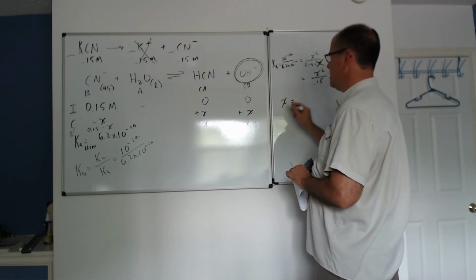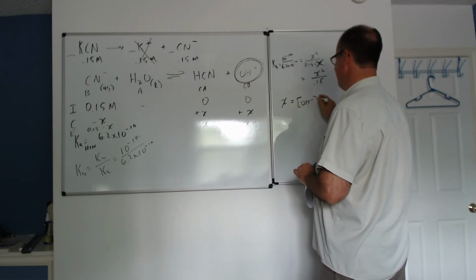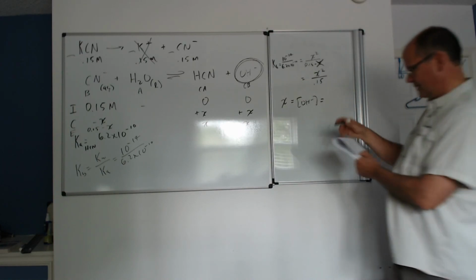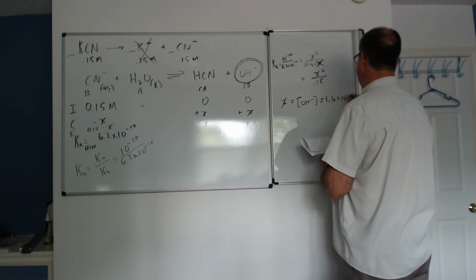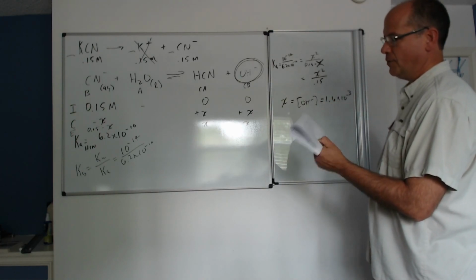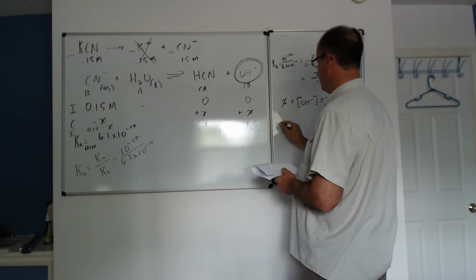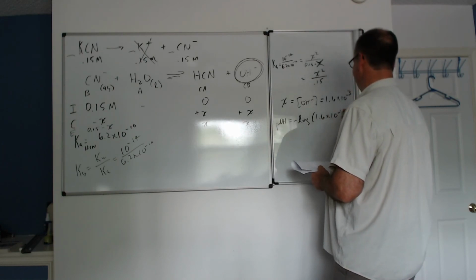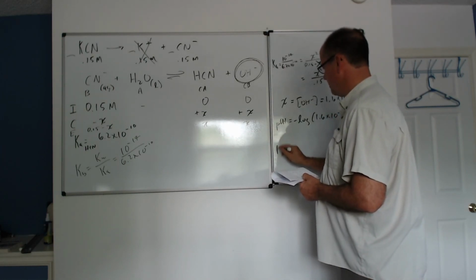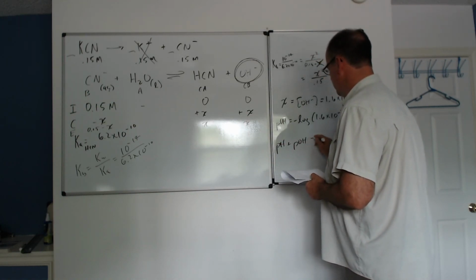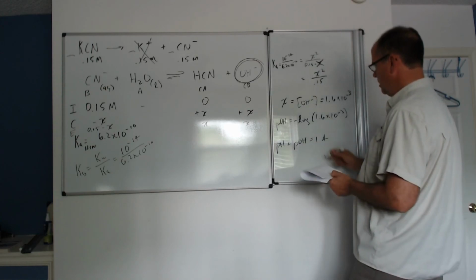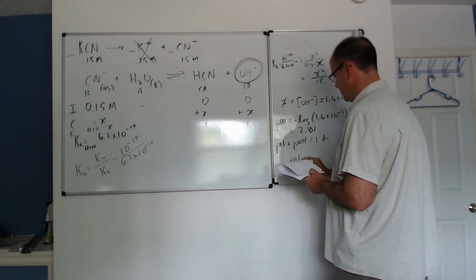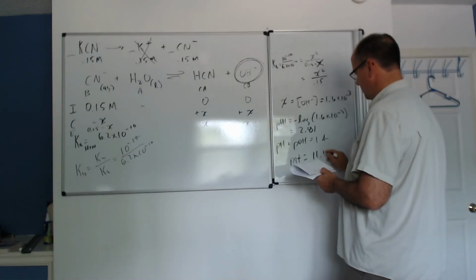to get x. Well, what's x? It's OH-, and that is equal to 1.6 times 10 to the minus 3. That's OH-. It's asking for the pH. Well, the pOH is going to be the negative log of this. And so then remember that pH plus pOH equals 14. And so the pOH is equal to 2.81. So the pH is 14 minus that, which is 11.19.